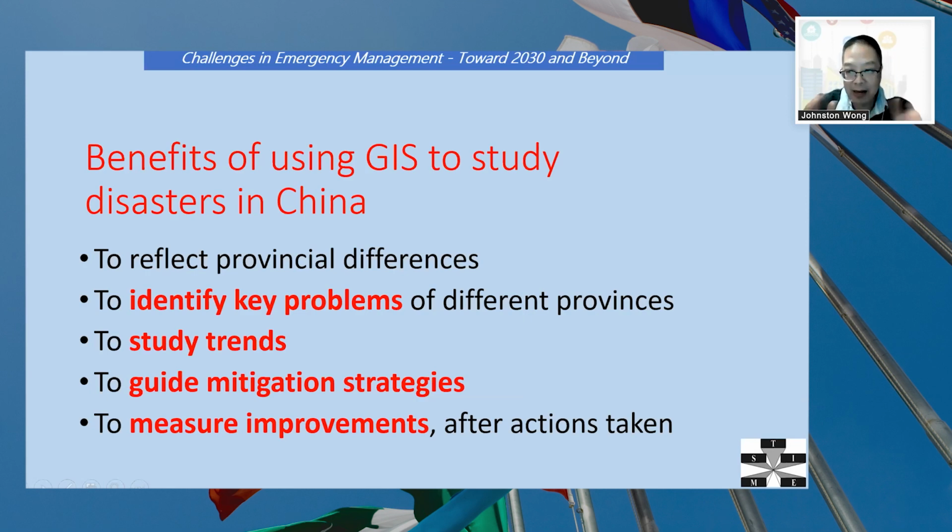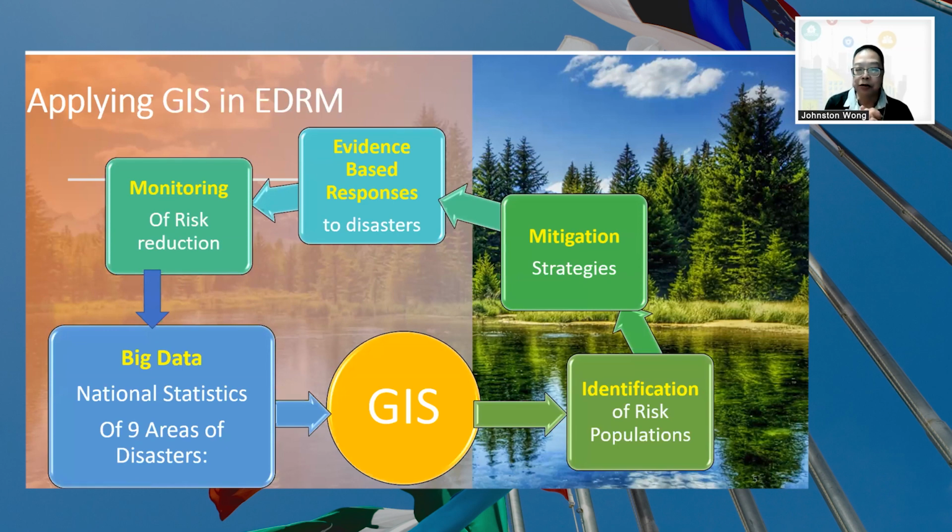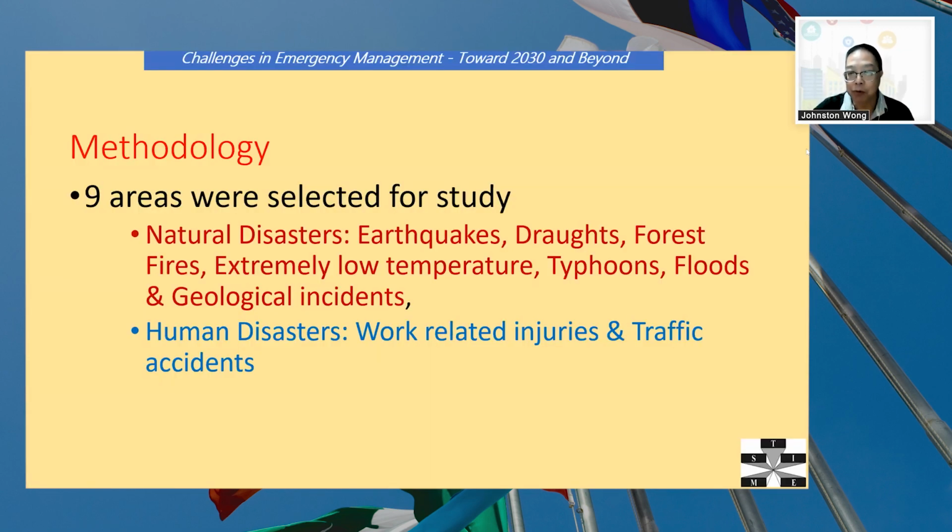So this small study is trying to use GIS, Geographical Information System, to present and further analyze disasters in China. It can have several benefits. First of all, it identifies the key problems, and it also allows us to study trends, guide mitigation strategies, and measure improvements. In a way, it is a kind of information management system that brings us through the whole process of disaster management, and we can use big data to help us monitor the whole process. All right, so I would like to give you some examples of how it works for us.